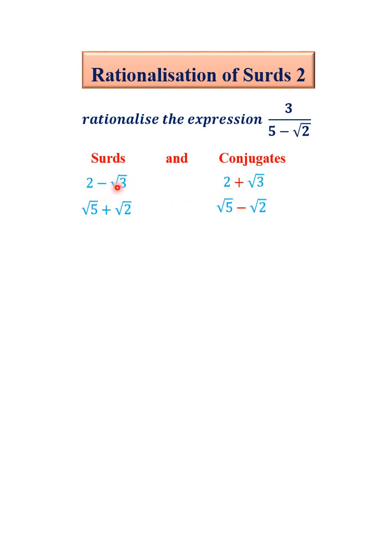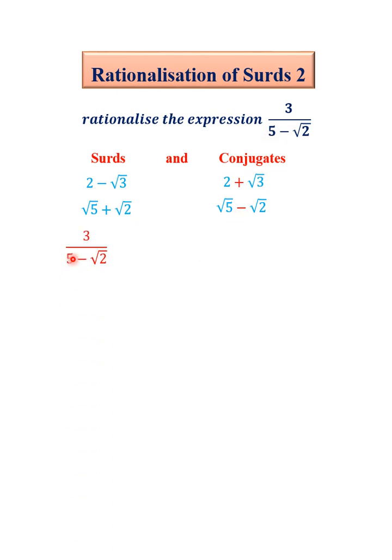So these two surds are conjugate surds. If you have this surd, this is its conjugate, and vice versa. So we need to understand the term conjugate of a surd. Now back to this question.